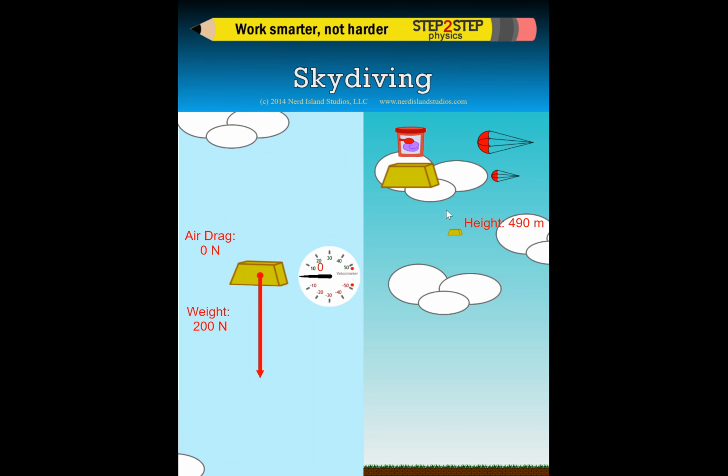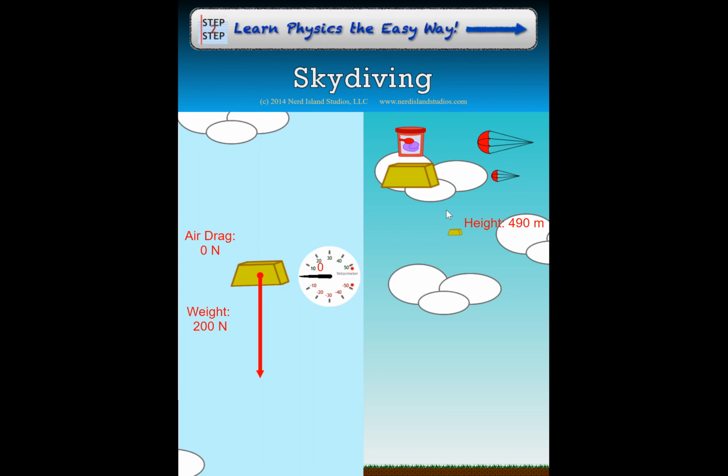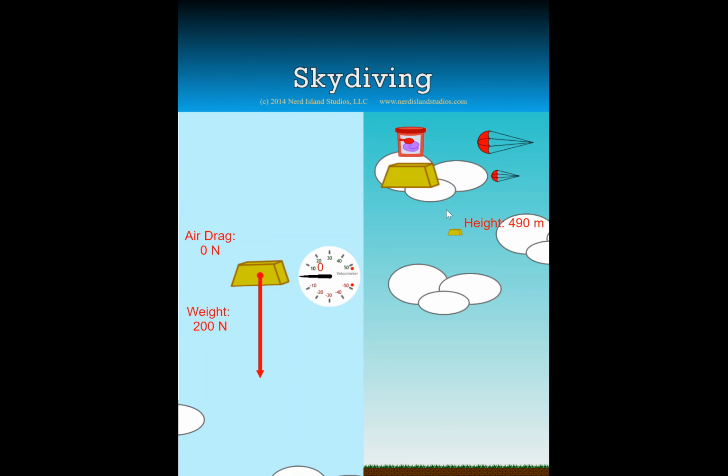Now at this point in time, the object isn't moving, so it has no air resistance. When the object begins to fall, it'll start with an initial velocity of 0, so the air drag or air resistance will be 0. But as the object accelerates towards the Earth, the velocity of the object will increase, and hence the drag will increase in the opposite direction to the weight.